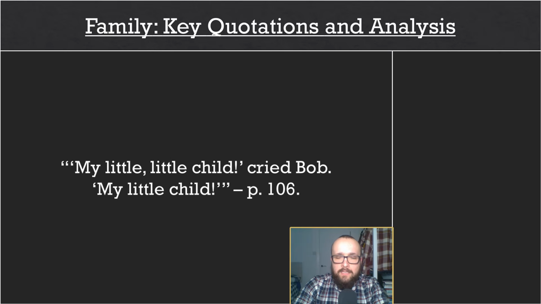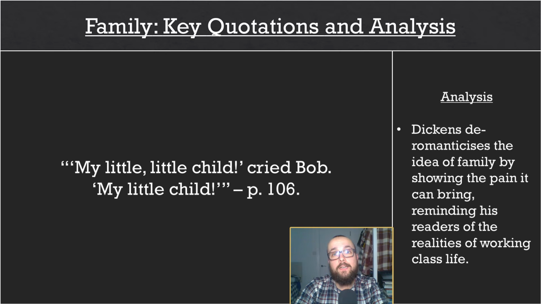"My little child," cried Bob. "My little child." Now, with the theme of family in mind, I would say that this quotation shows Dickens de-romanticising the idea of the family by showing just how much pain it can bring when a family member dies, which is really emphasised by Bob's repetition of little and little child, because it suggests that in his devastation he isn't really able to come to terms with Tiny Tim's death.